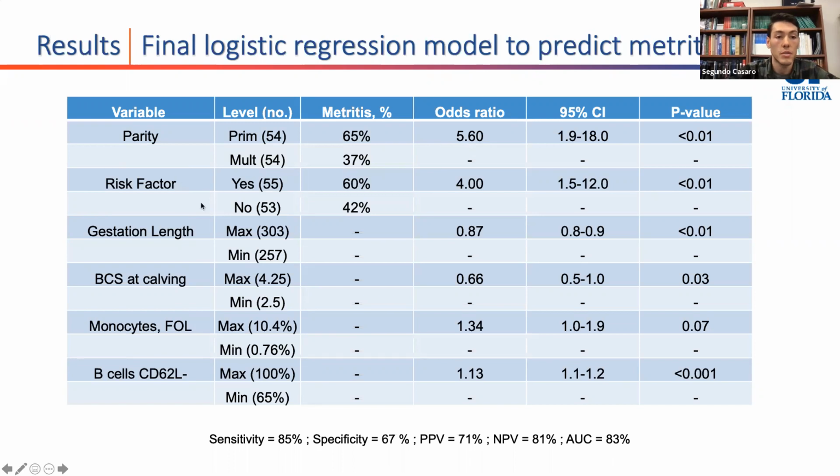Now, regarding risk factors, within the group of cows with risk factors that were 55, they had 60% of metritis.